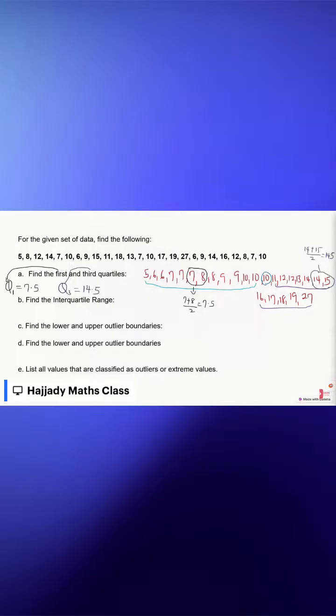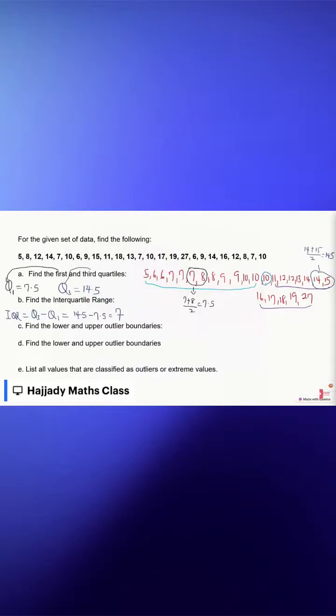And the next question is the interquartile range. The interquartile range is represented as IQR. And the formula is Q3 minus Q1, which is the same thing as 14.5 minus 7.5. And that gives 7.